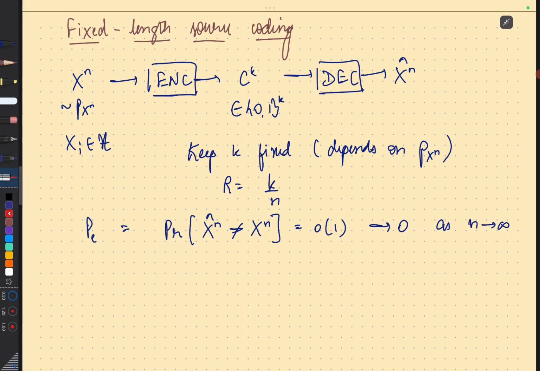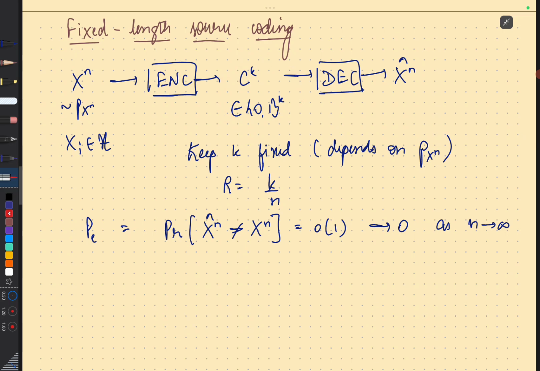Okay, so in the previous class, we were looking at fixed length source coding. Having spent some time talking about variable length source coding, we moved to this other problem where for now we're assuming that we have an IID source sequence of length n drawn from some distribution Px, which is given to us. And the goal is to compress this to a k length code word sequence such that you are able to recover xn with high probability.